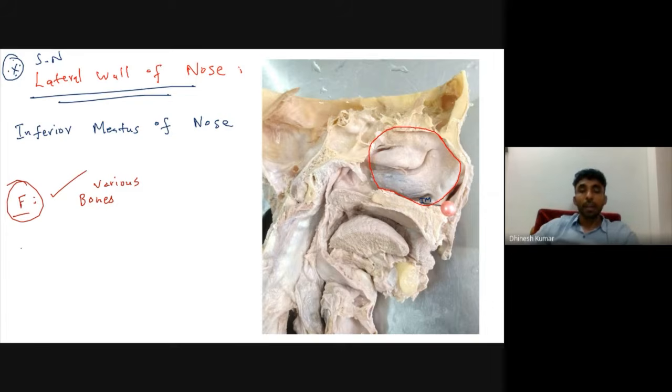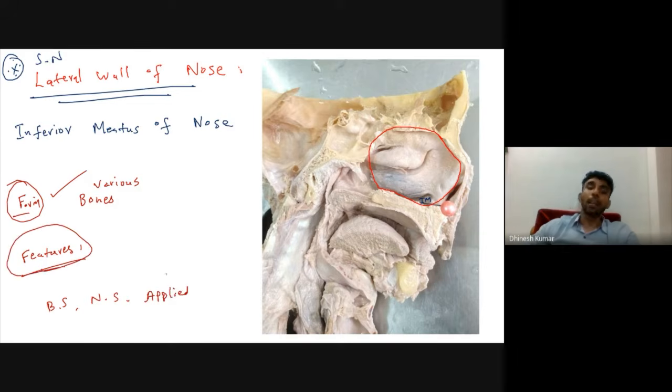Fine. Now other than formation, we are going to talk about the features present in the lateral wall of the nose, followed by blood supply, nerve supply, and applied. The main topic here is features present in the lateral wall of nose.